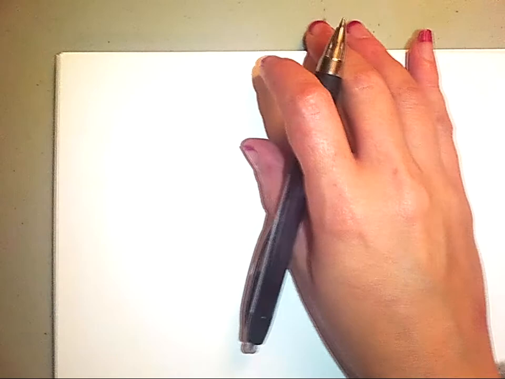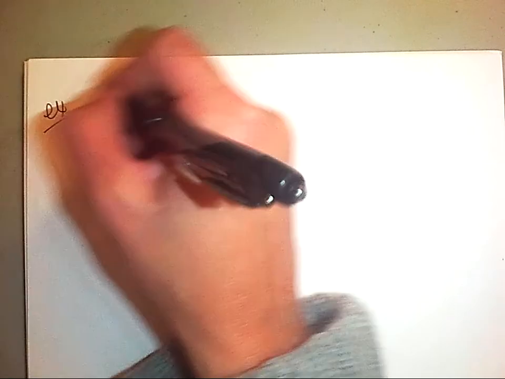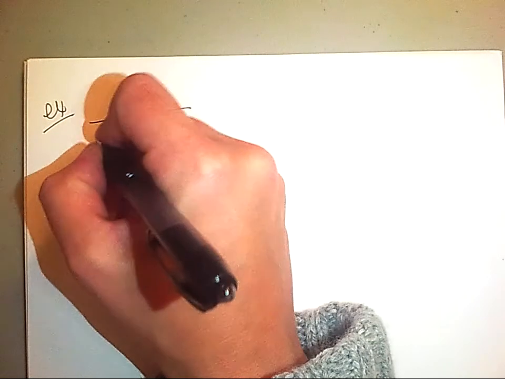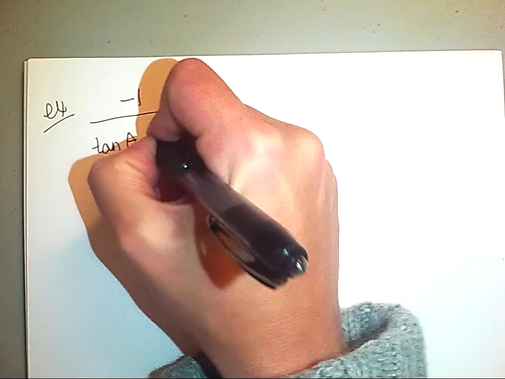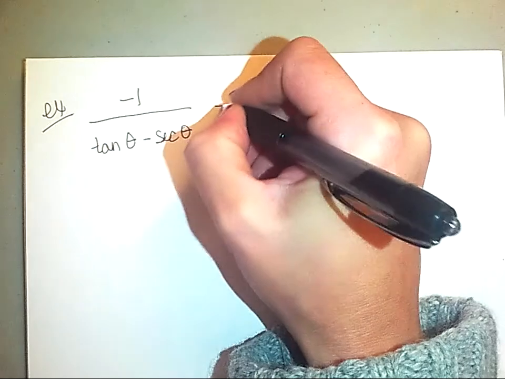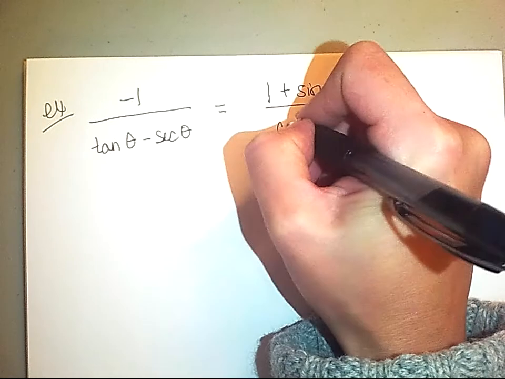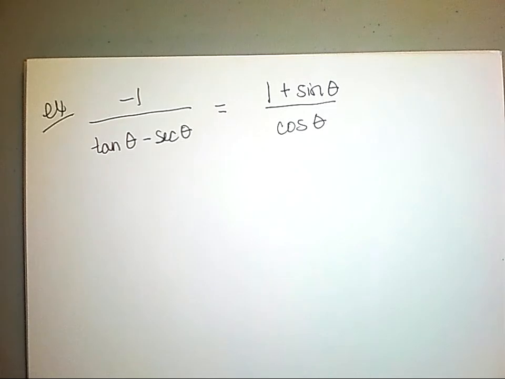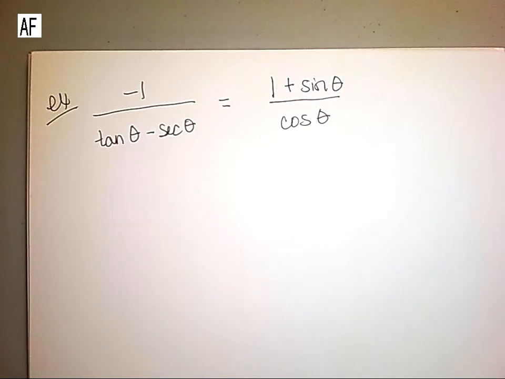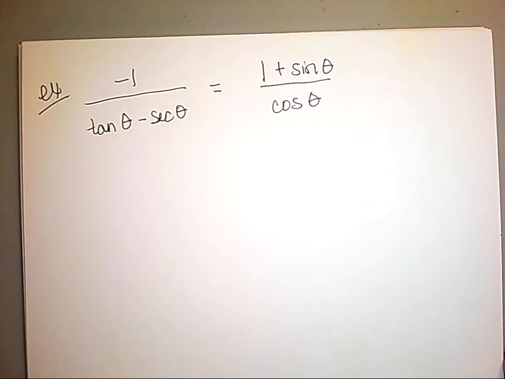Let's do another one. Example, if we have negative 1 over the tangent of theta minus the secant of theta, and we have to show that's equal to 1 plus the sine of theta over the cosine of theta. So the left-hand side looks more complicated to me, and so I would like to start working with that.